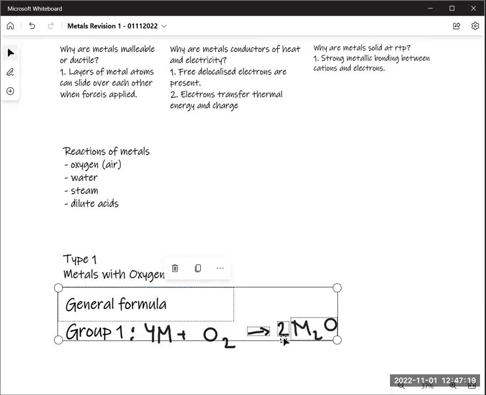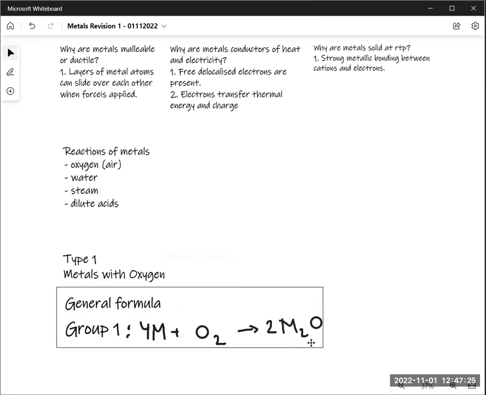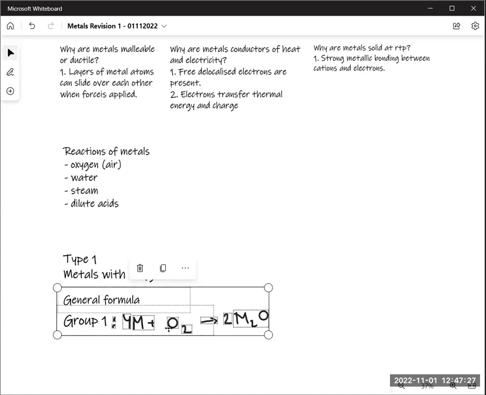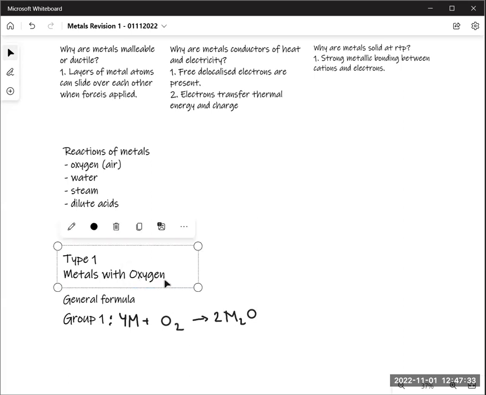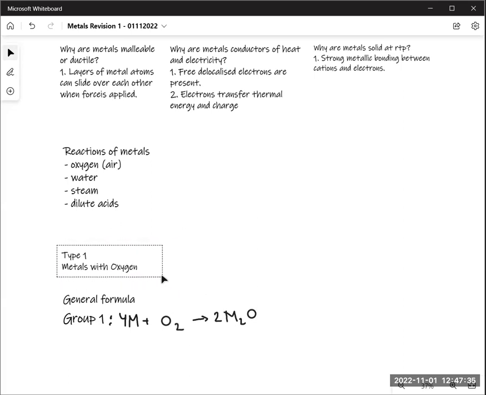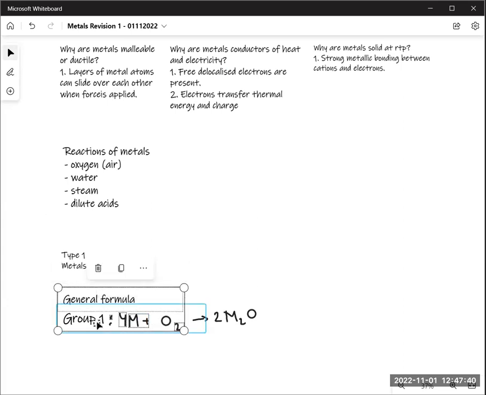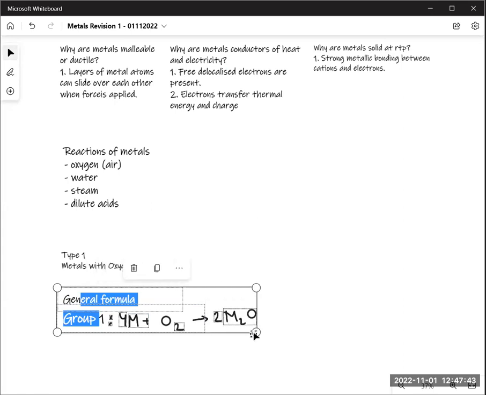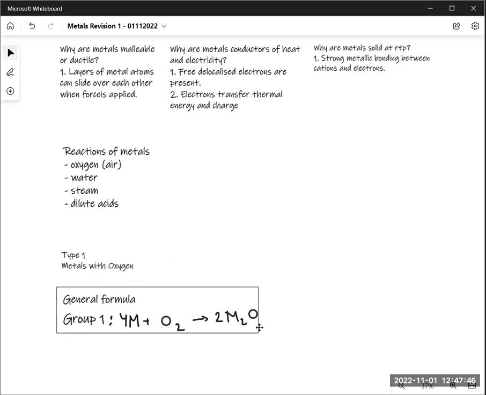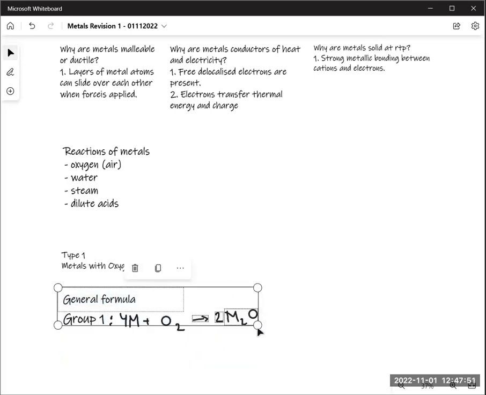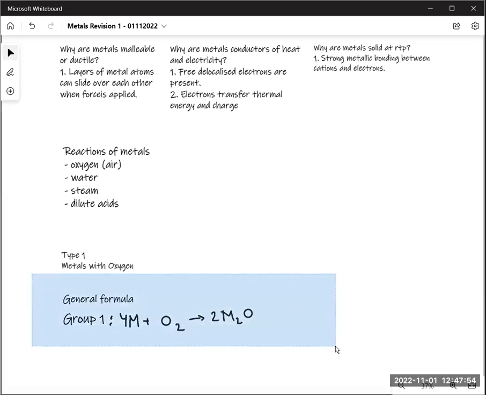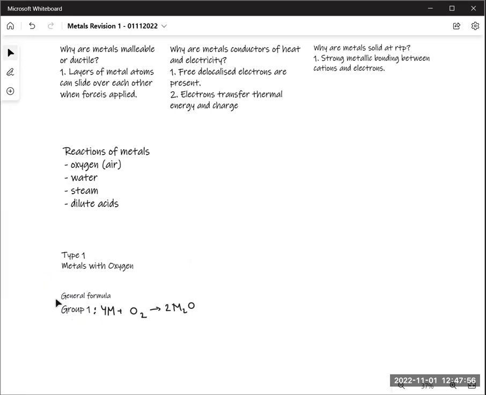All of them balanced: 4M plus O2 leads to 2M2O. That's the balanced equation, so you don't have to do any working on your side. All you have to do is memorize it and practice it. Not just memorize blindly. I don't like that. You should have this in your mind. First memorize, and practice as well. So we will do the practicing parts of it. So that's the general formula for group 1.